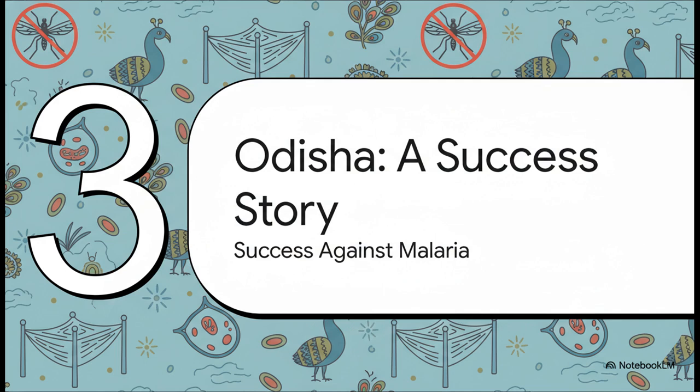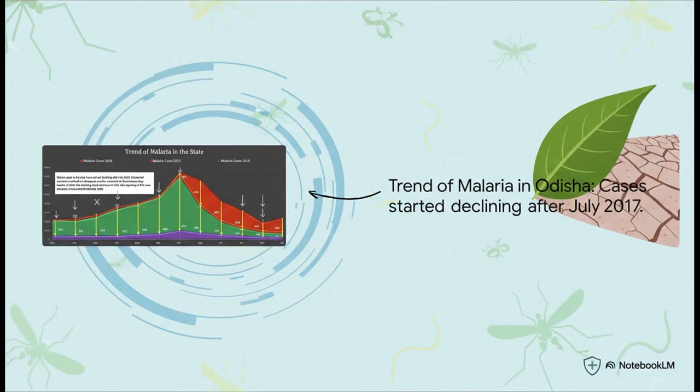Section 3, Odisha, a success story. Odisha, an example of success against malaria. This chart shows the trend of malaria in the state of Odisha. There were 4.4 lakh malaria-positive cases in 2016, which has been reduced to 0.2 lakh in 2020, which showed a 94.6% reduction in malaria cases in the state.